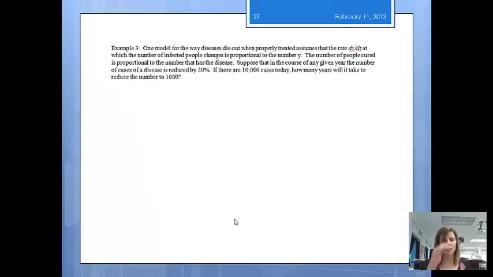All right, let's take a look at example 3. One model for the way disease dies out when properly treated assumes that the rate dy dt at which the number of infected people changes is proportional to the number y, so it is exponentially decreasing. The number of people cured is proportional to the number that have the disease. Suppose that in the course of any given year, the number of cases of a disease is reduced by 20%. If there are 10,000 cases today, how many years will it take to reduce the number to 1,000?